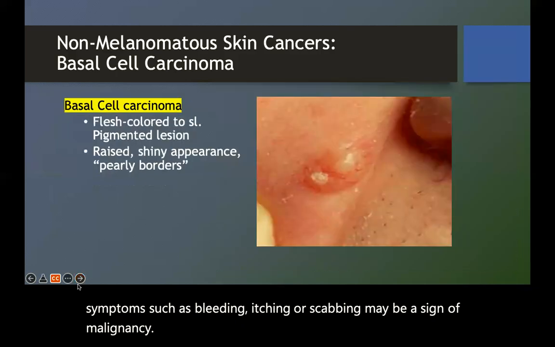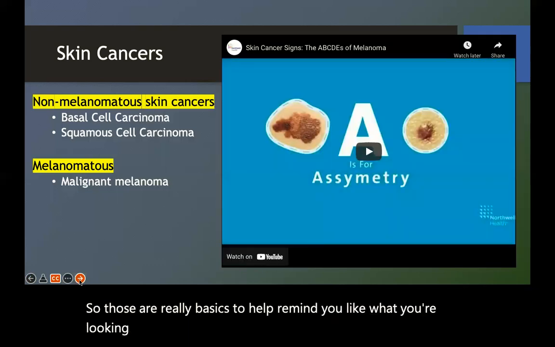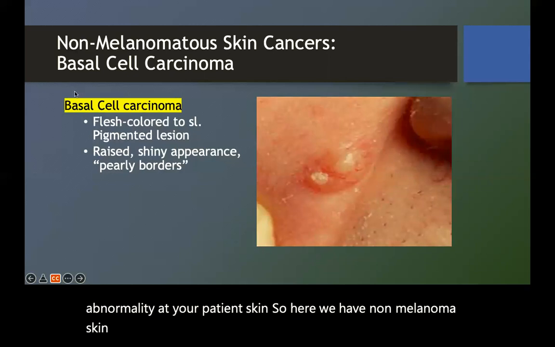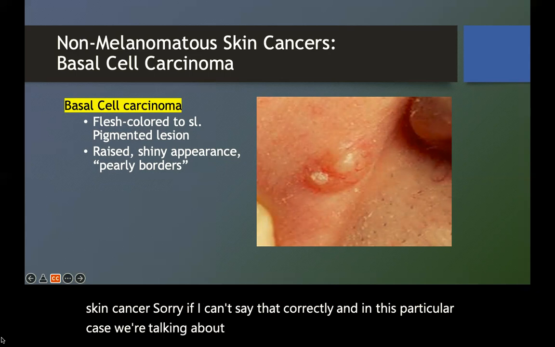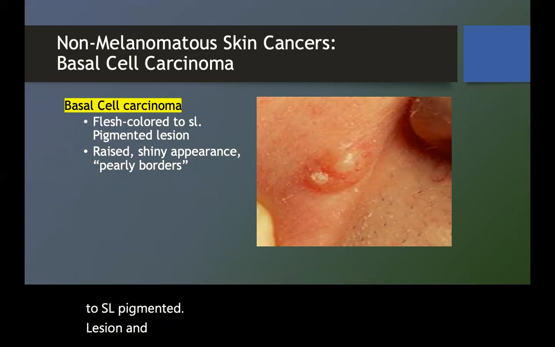So those are really the basics to help remind you what you're looking at, to keep it simple when you look at any kind of abnormality on your patient's skin. So here we have non-melanomatous skin cancer. Sorry if I can't say that correctly. In this particular case, we're talking about the basal cell carcinoma. It's flesh colored to slightly pigmented lesion, and it's raised, shiny in appearance with pearly borders.